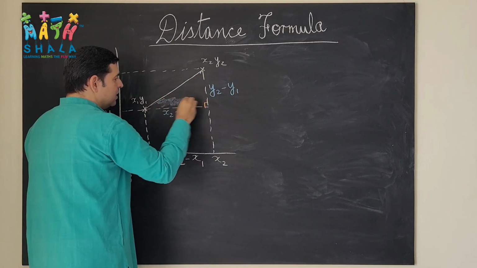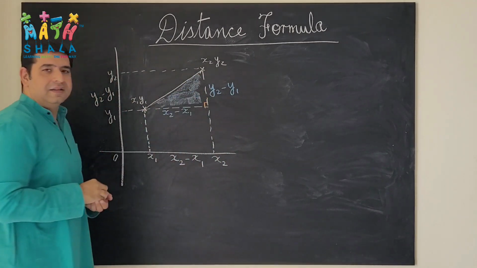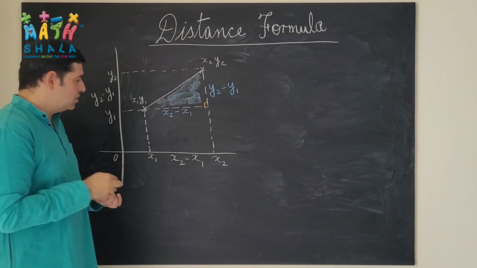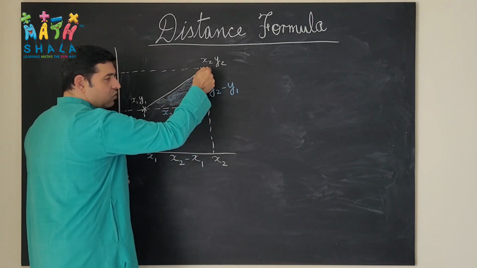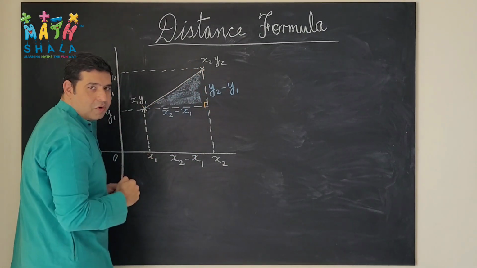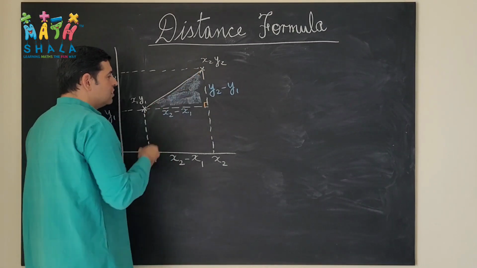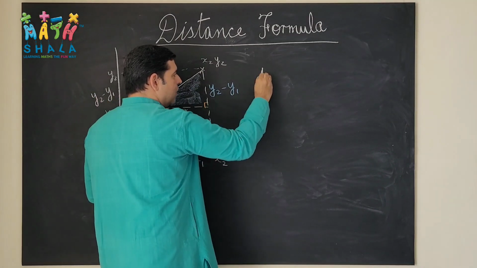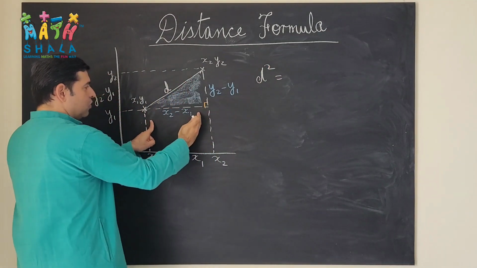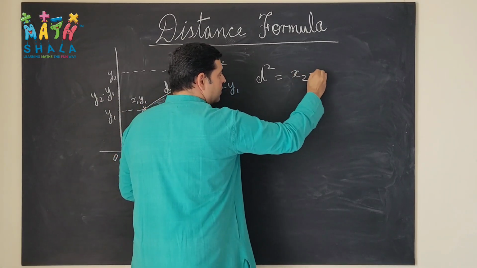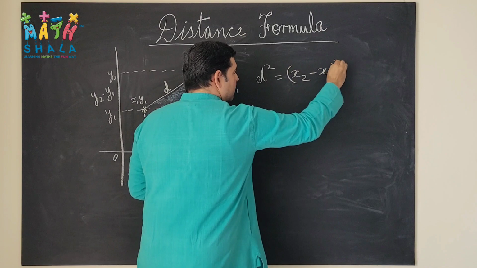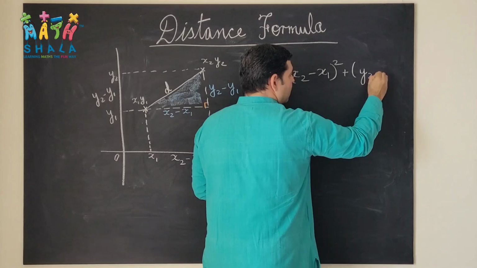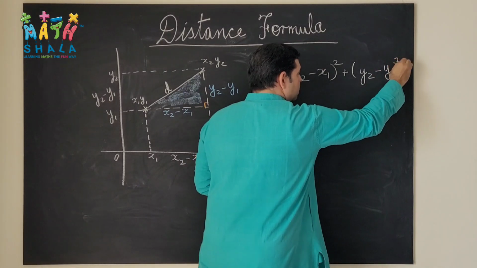Since this is a right angled triangle, now can we use Pythagoras theorem in it? Yes, what does the Pythagoras say? This square plus this square is equal to the hypotenuse square. And the hypotenuse is the distance between these 2 points. So let us see, d square would be, the square of this is x2 minus x1 whole square, and this is y2 minus y1 whole square.